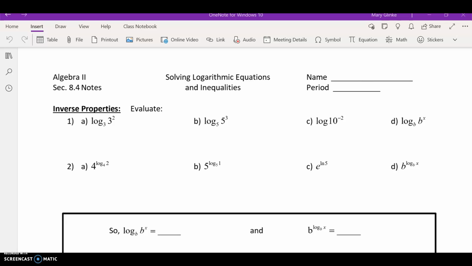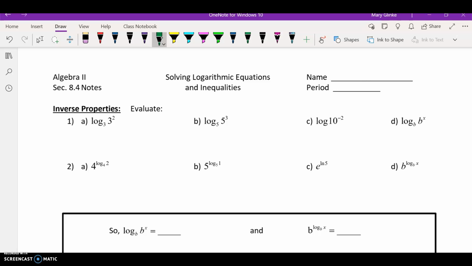Hello. Today we're going to be working on solving logarithmic equations and inequalities. So take a moment to try number 1 and number 2 here, all of these different parts. See if you can figure out what these are equivalent to using your exponential rules.